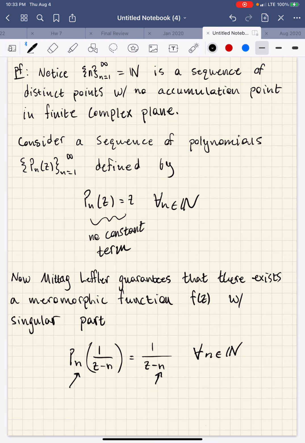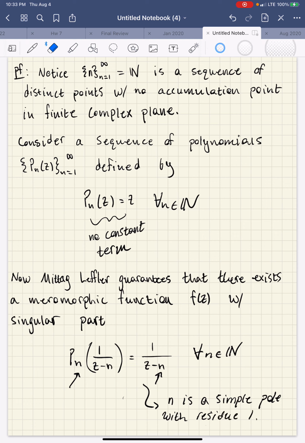So this is really good news. This is really good news because what is true about this? Well, for this factor right here, it is exactly the case that n is a simple pole with residue 1. And you can check that very easily. Residue 1. Okay. So what we've done here is we've guaranteed the existence of a function that at least has the prescribed singularities with the prescribed residues that we would like. So this is a good starting point.